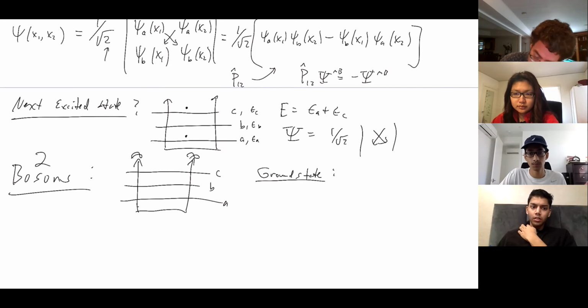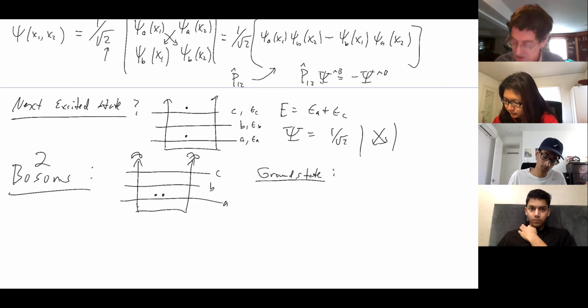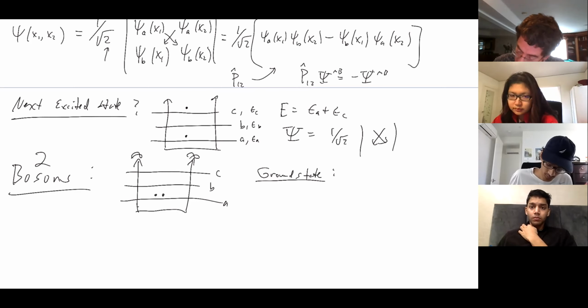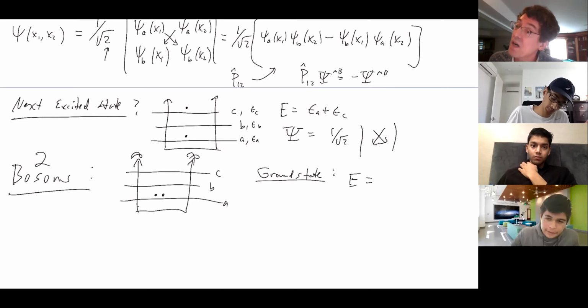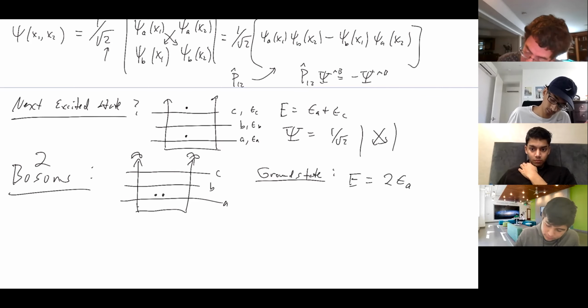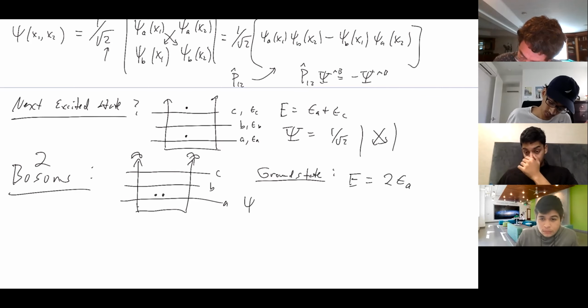Both in A. Yeah, because there's no Pauli exclusion principle, so I can put them both in A. Exactly. And so now the energy is equal to what? What's the energy? 2 EA. Exactly, that's exactly right. And now I can calculate the ground state many-body wave function.